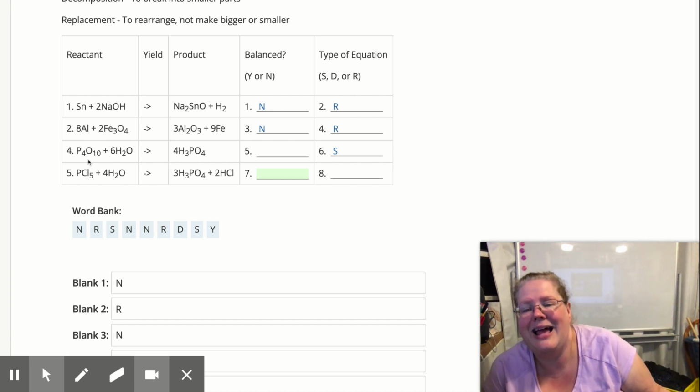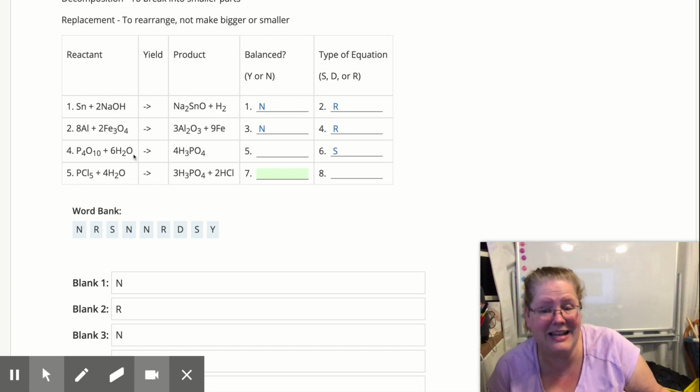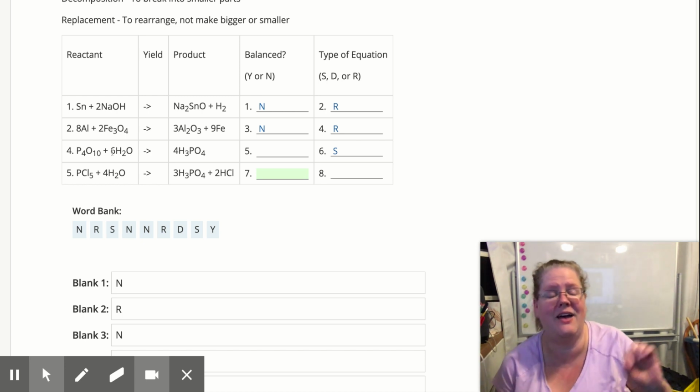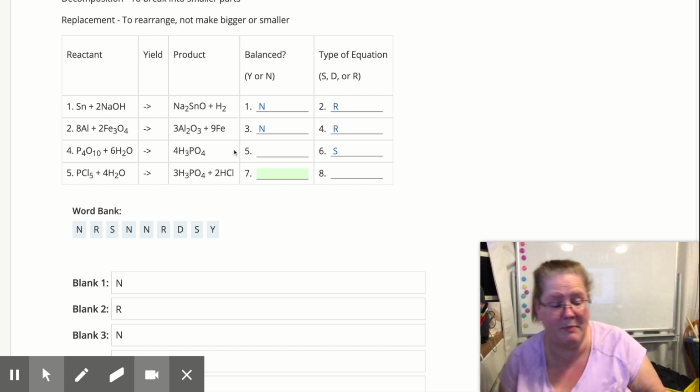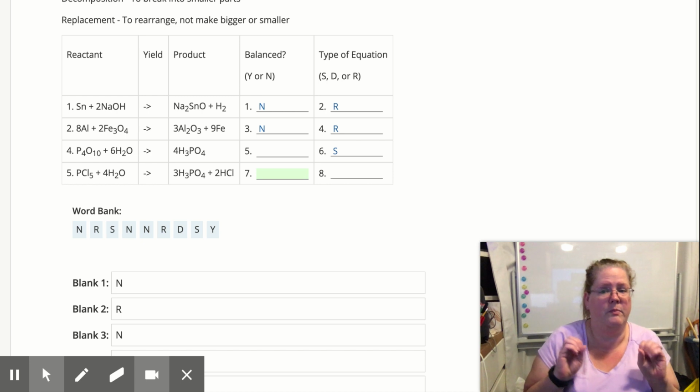I've got 10 oxygens here plus 6 times 1 is 6. That's 16 oxygens on my reactant side. That means I have to have 16 oxygens on my product side. So my coefficient is 4, my subscript is 4. 4 times 4 is 16. So right now, 10 plus 6 is 16, and 4 times 4 is 16. My oxygens are okay. Okay, maybe we're going to get our first balanced one. We're going to find out in just a second.